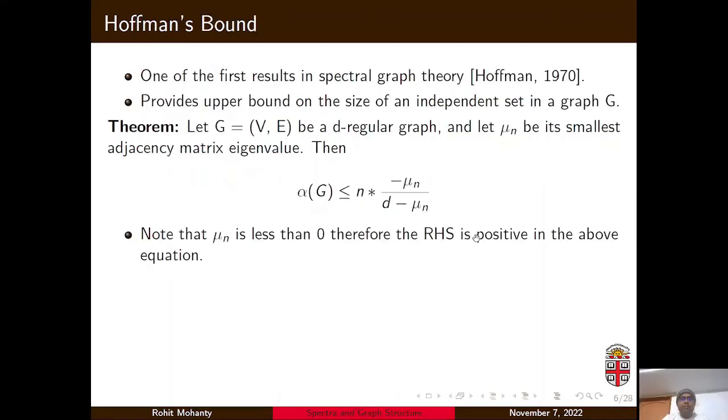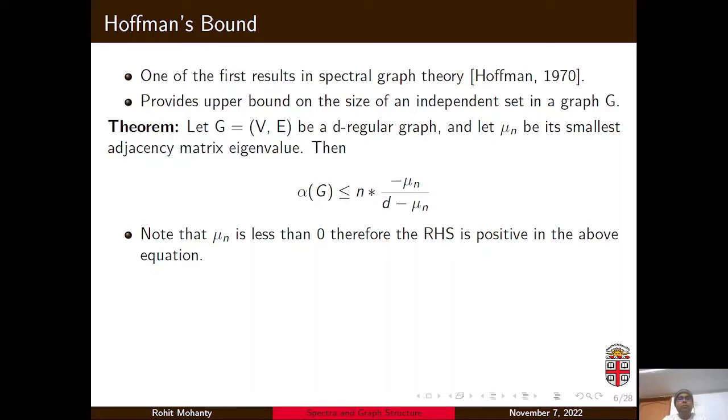So now that we have defined these two problems, let's move on to find the bounds on the independence number and the chromatic number. For that we will use Hoffman's bound. Hoffman's bound was one of the first results in spectral graph theory. It provides an upper bound on the size of an independent set in a graph G.